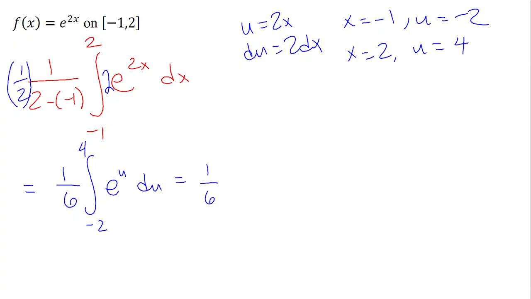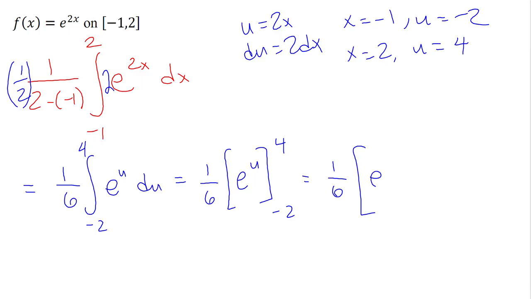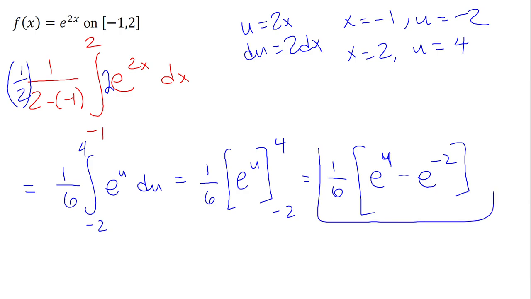And that gives us 1/6 of the integral of e to the u, which is just e to the u, from negative 2 to 4. So we have 1/6 of e to the 4th power minus e to the negative 2 power. And that answer is fine. You can write 1 over e squared there if you want, but I would take that answer.